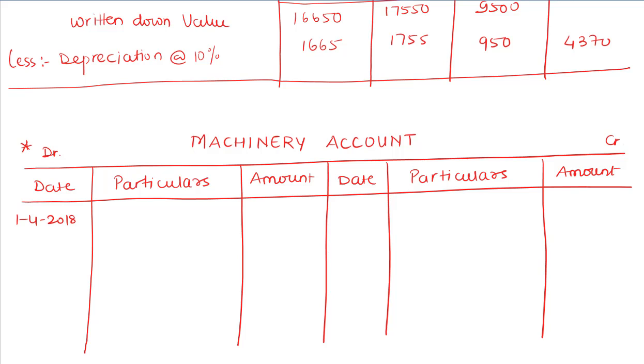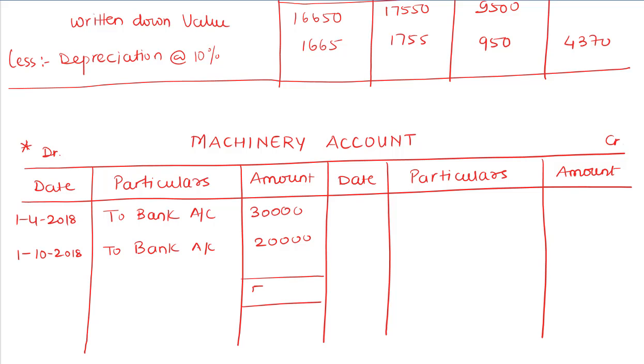1st of April 2018, to bank account, machinery purchased, 20,000 plus 10,000, which is 30,000. 1st of October 2018, one more machinery is purchased for 20,000. Totals is 50,000.